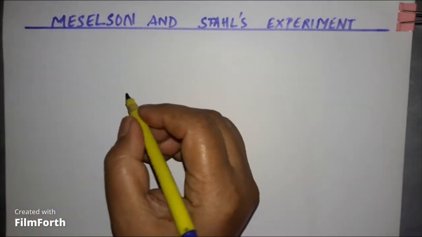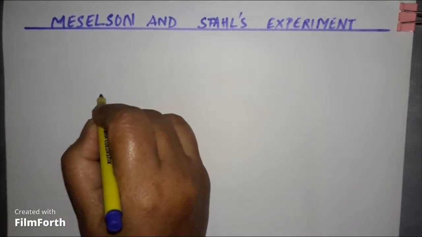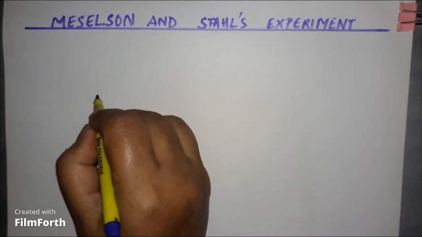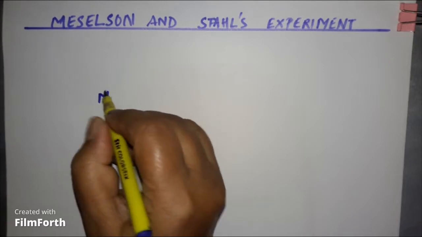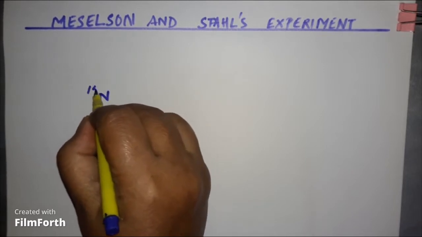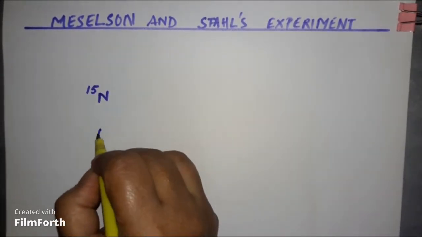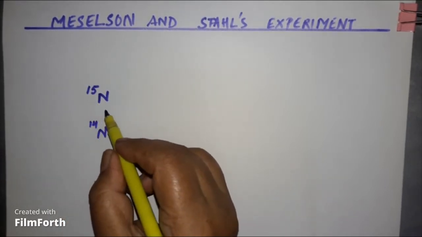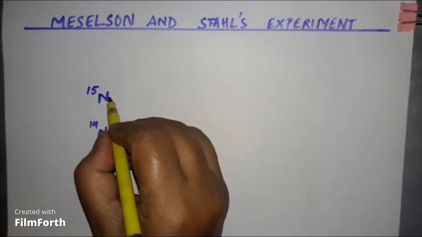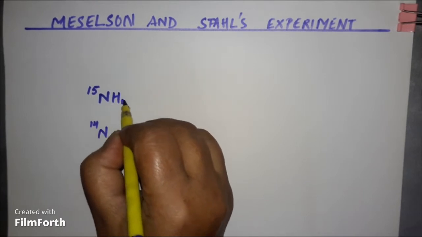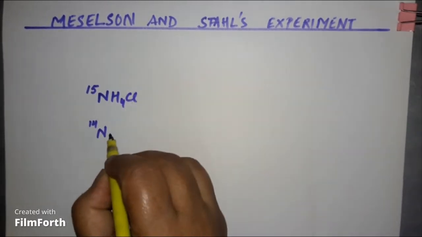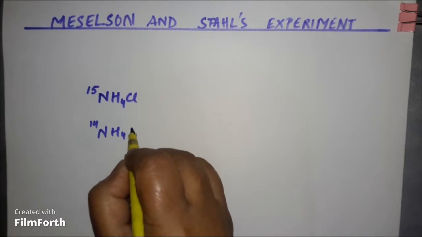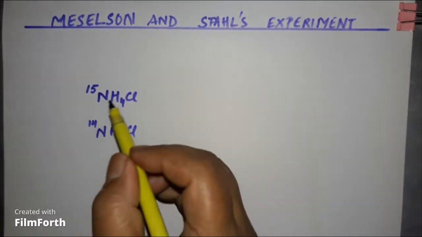Scientists use radio isotopes for their experiments. In this experiment they used nitrogen. Normal is N14 and heavy is nitrogen 15. So heavy nitrogen was used in this. Normal nitrogen and heavy both were used in this experiment.